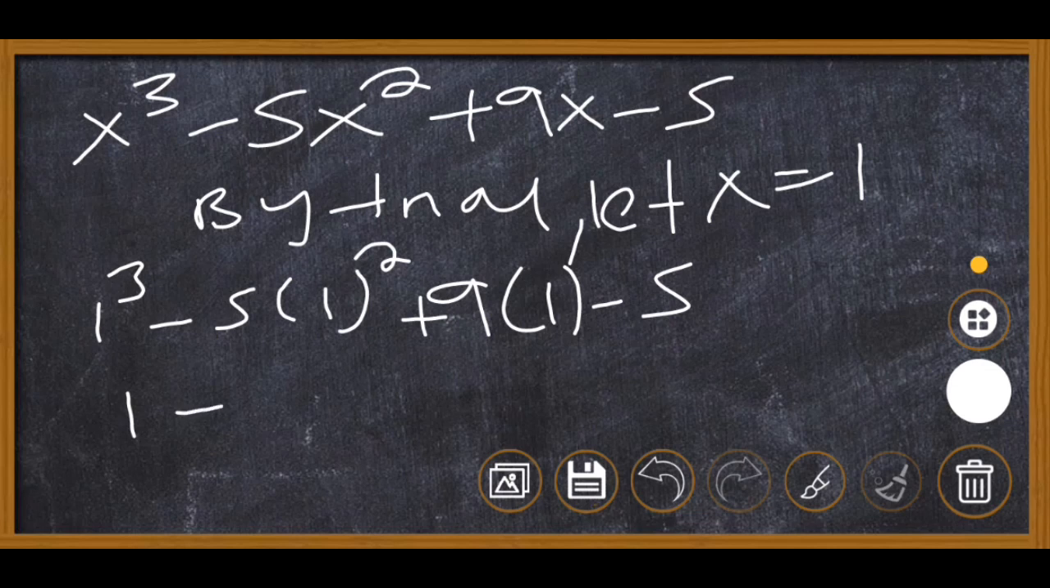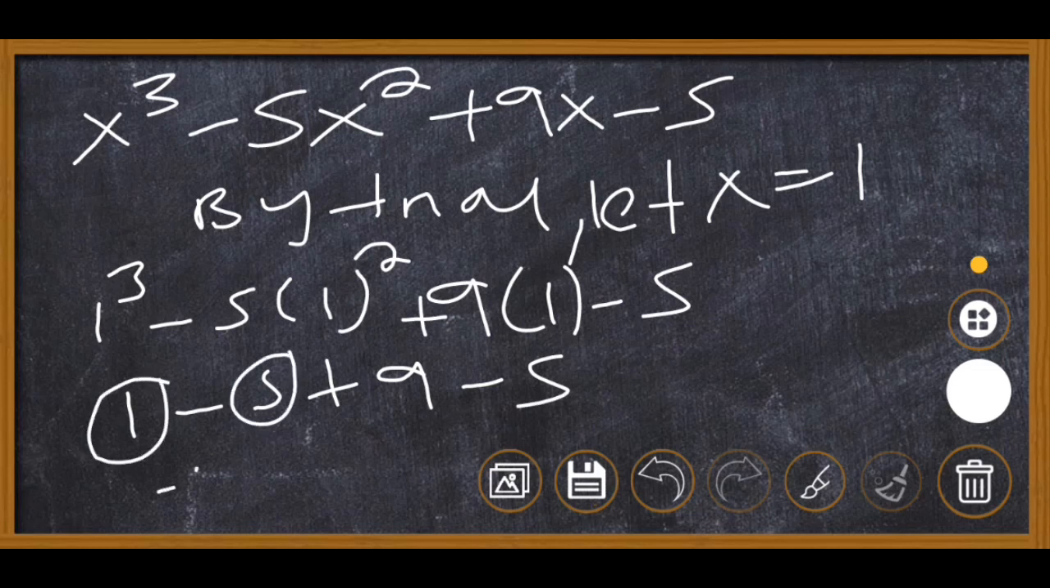Then 1 raised to power 2 is simply 1. Then 1 multiplied by 5 is 5. Then plus 9 multiplied by 1 is simply 9. And then we have negative 5. Then 1 subtract 5, we are going to have negative 4. And then positive 9, then minus 5. So negative 4 added to 9 is simply positive 5.